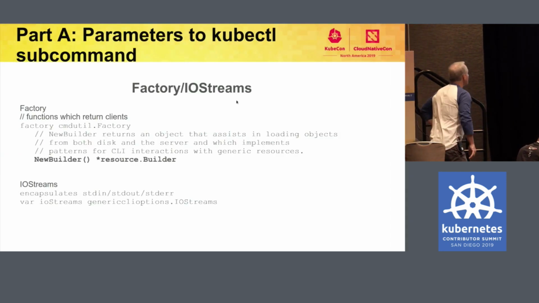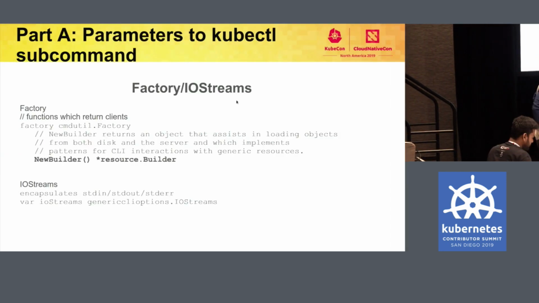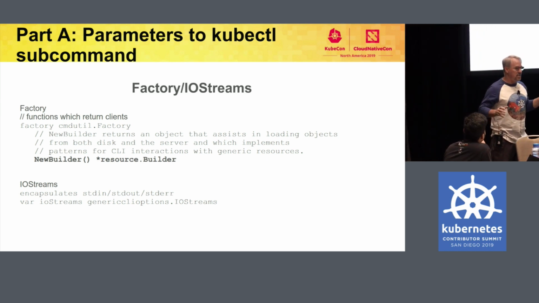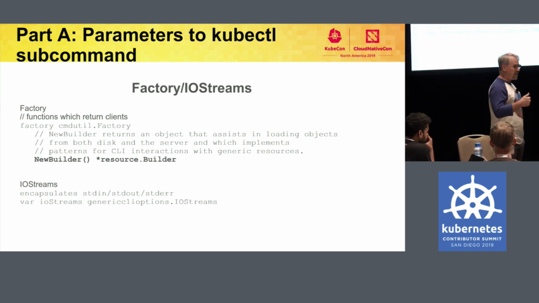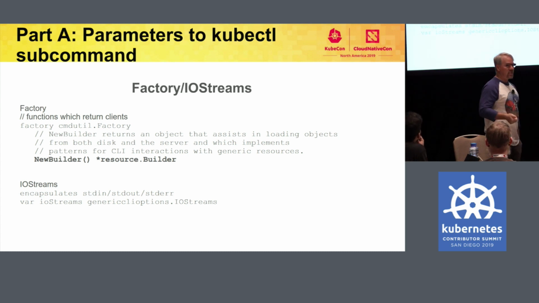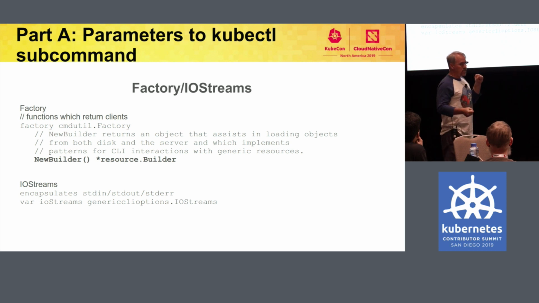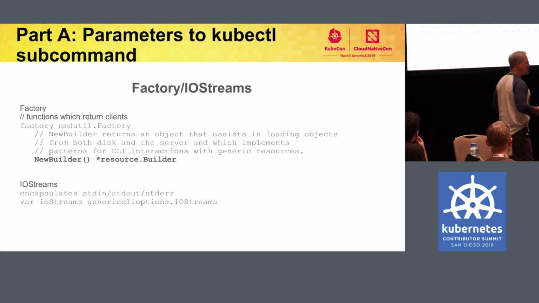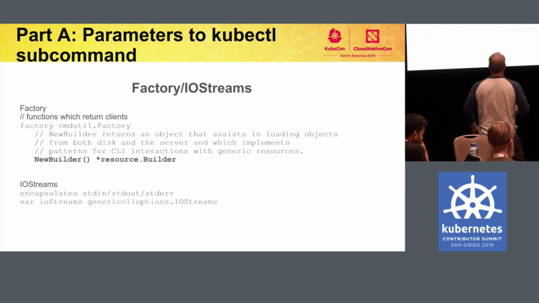Okay, let me transition back to, these are the two parameters to almost all of these commands. You'll get a factory and you'll get a set of I/O streams. And the factory is mostly to build structures for talking to the API server, or maybe even for talking to the local file system to read YAML files off the file system, which is what's called the resource builder. So do you have a question, Lars? Did that? Okay.